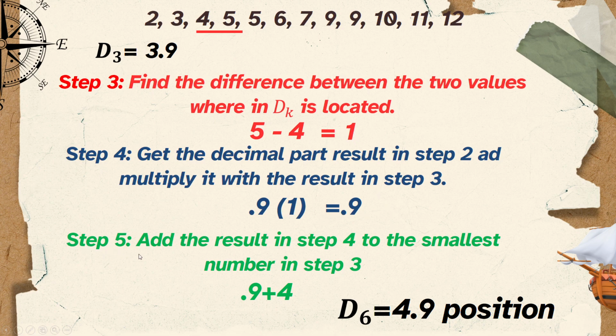Our last step is add the result in step 4 to the smallest number in step 3. So the result in step 4 is 0.9. And we will add to the smallest number in step 3. The smallest number in step 3 is 4. Therefore, 0.9 plus 4 is equal to 4.9 position. Therefore, our third decile is equal to the 4.9 position.